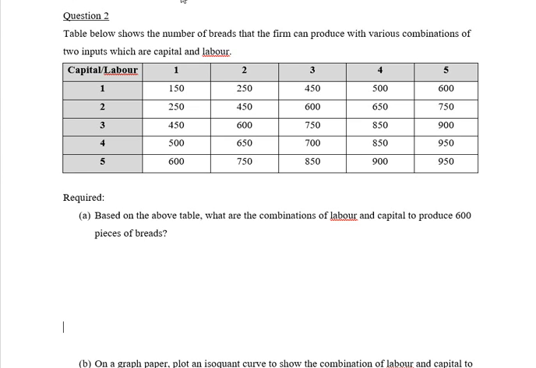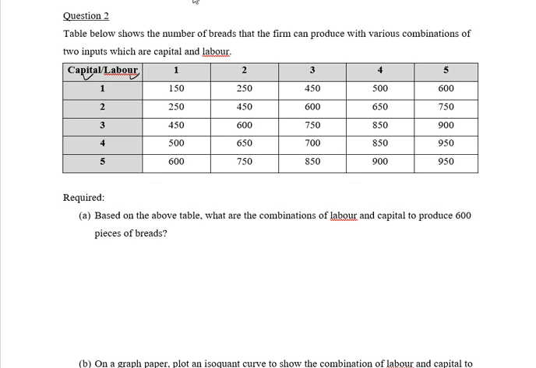Okay. So question 2 here is regarding long run production. In the long run, we understand that all the inputs are variable inputs. In this case, you can see from this table that we have two inputs, capital and labor. The number of capital we have is 1, 2, 3, 4 and 5, meaning it can change, as well as labor, we have 1, 2, 3, 4 and 5.